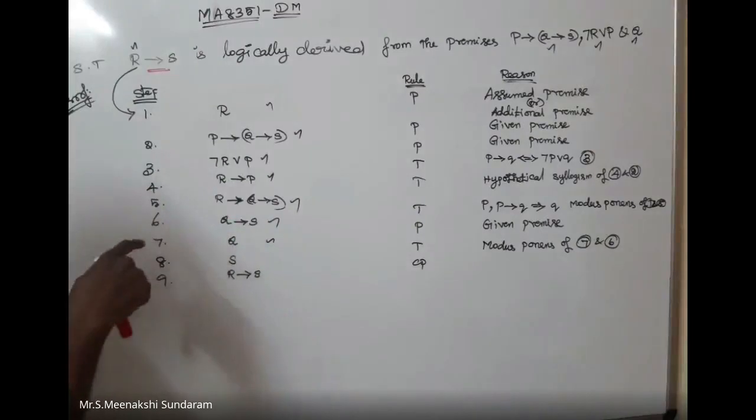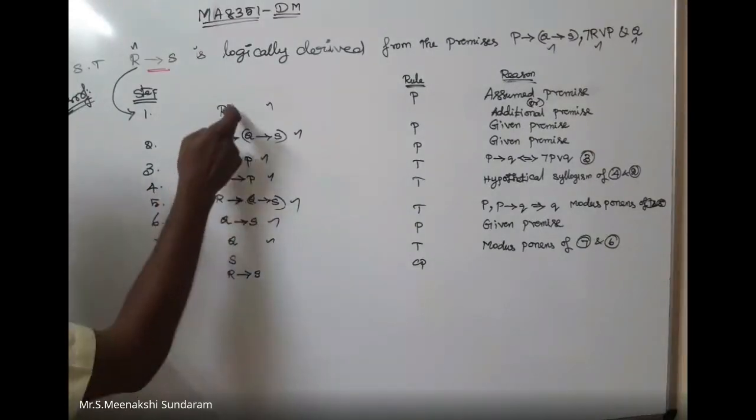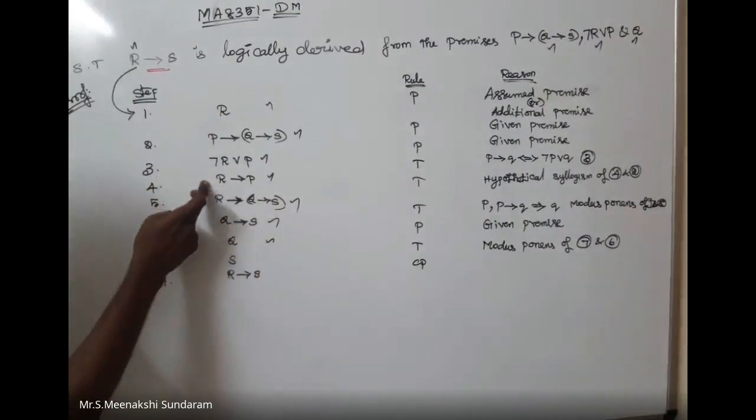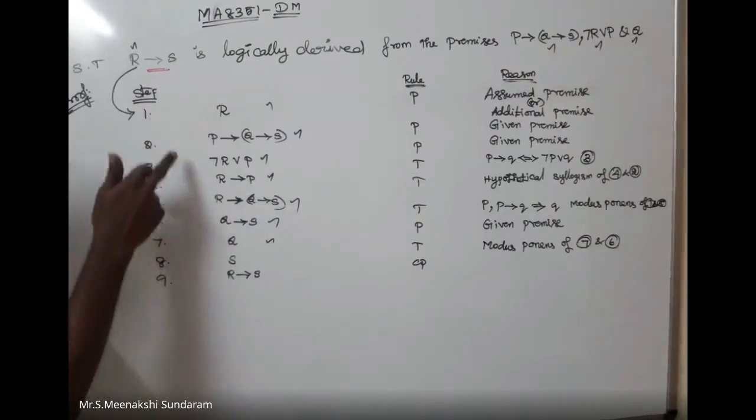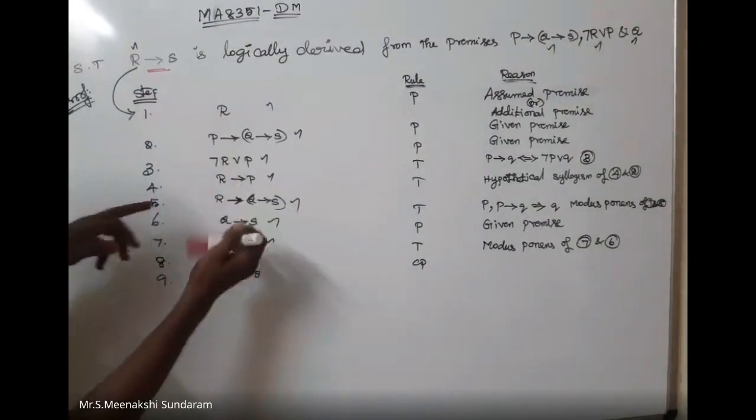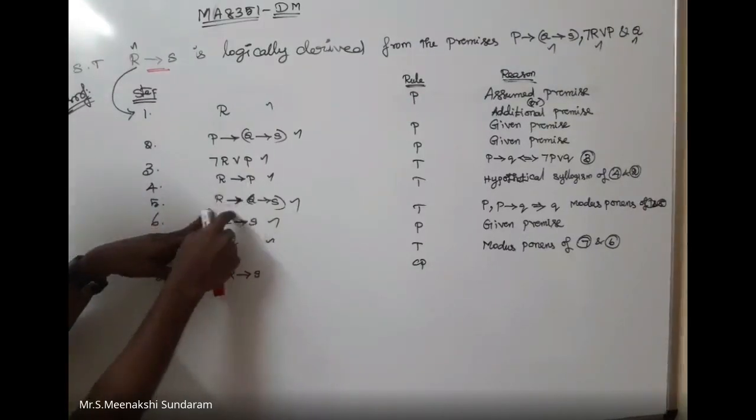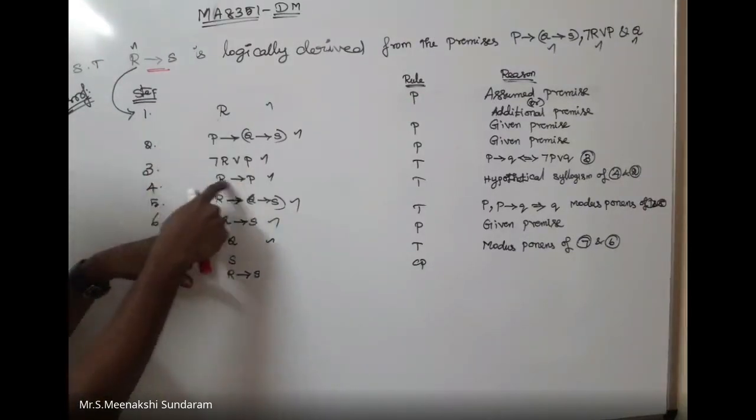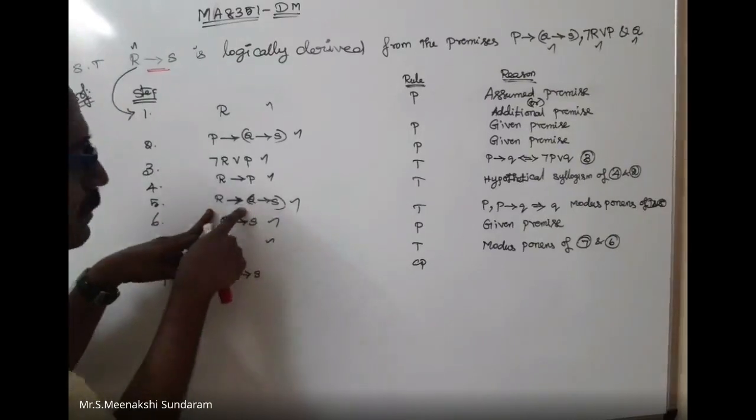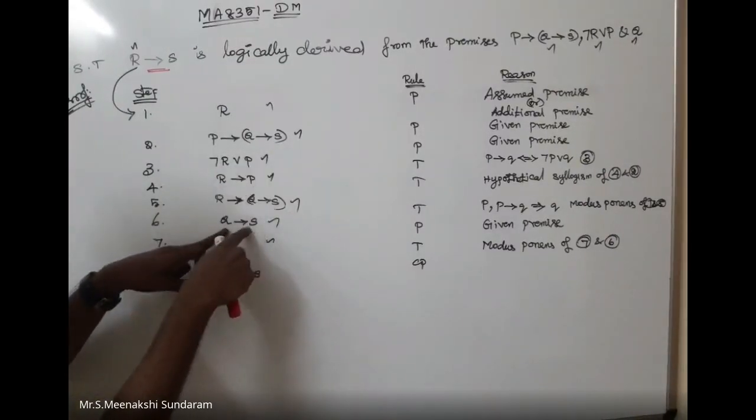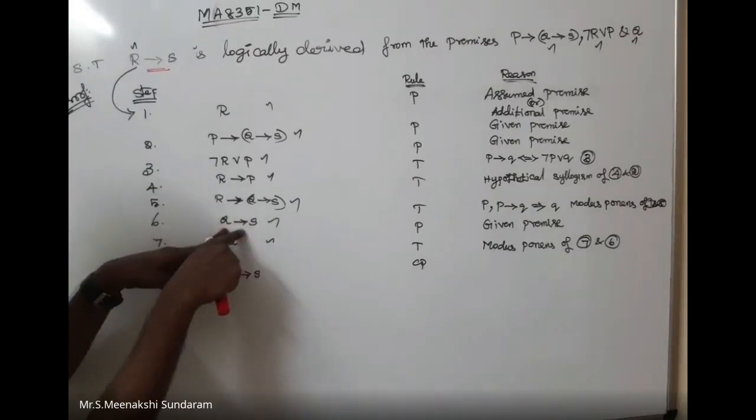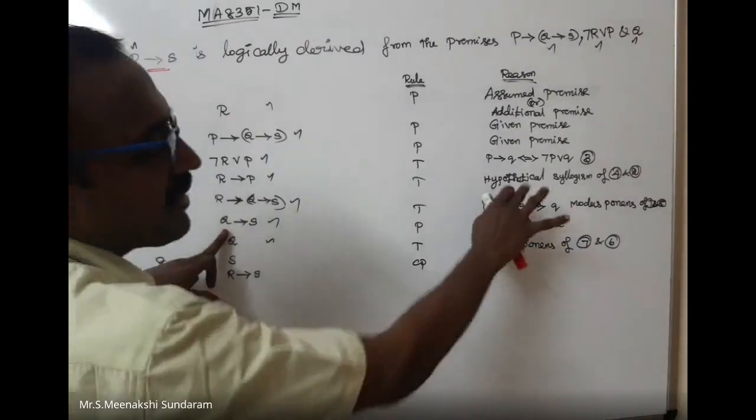Some students, some books, take the first and fourth step and apply modus ponens. Combining these two, in the next step I can write P. R tends to P, so I can write P by modus ponens. Then P tends to Q, so I can write Q tends to S. Again I can apply modus ponens. I didn't apply hypothetical syllogism.